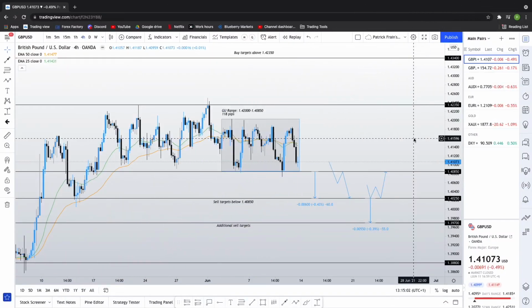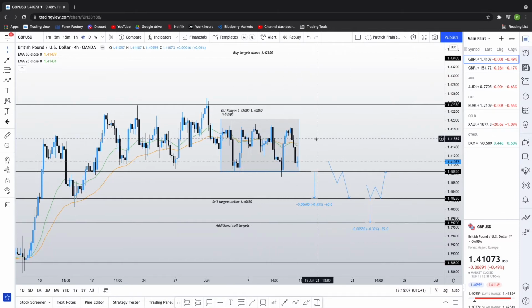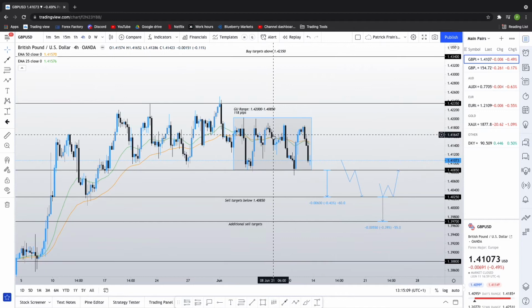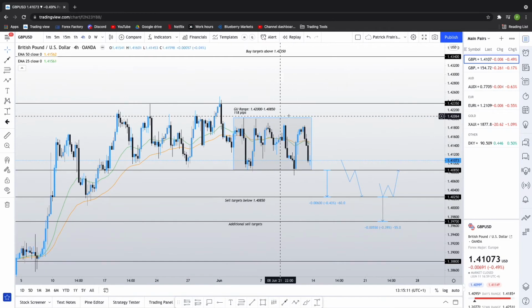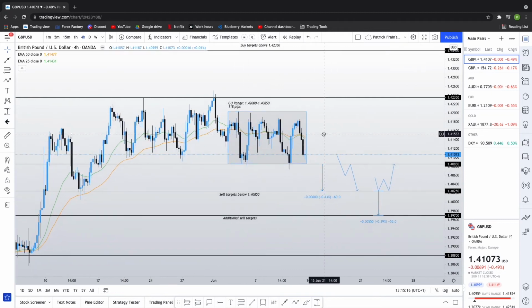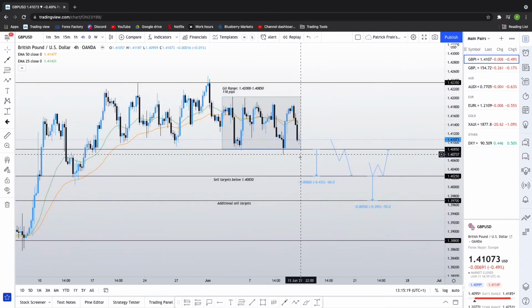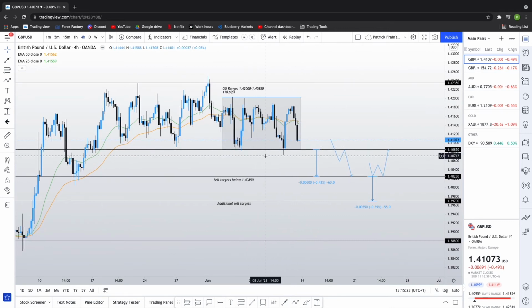Moving over to GBPUSD, guys, on the 4-hour time frame. Looking at previous market structure and last week's price action, we can see that GU is currently ranging between 1.42 and 1.40850, which is around a 118 pip range. The only time I will be looking for shorts is if we break 1.40850, which is our level of support, which has been respected multiple times.